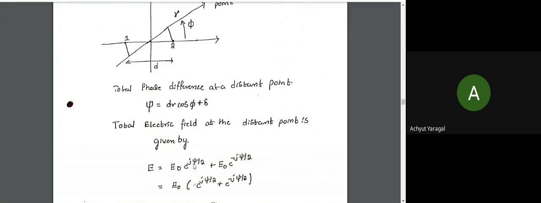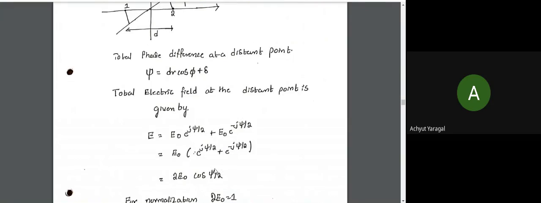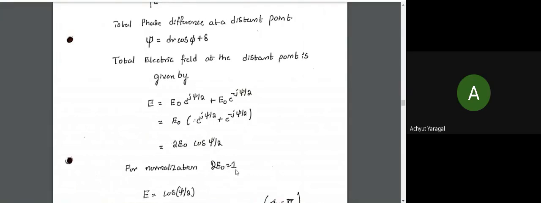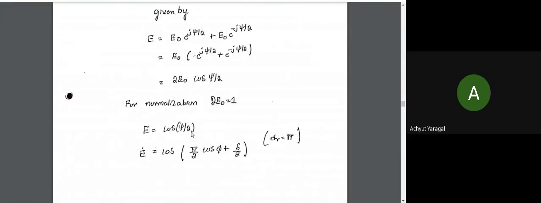So the total electric field is E equals E naught e raised to j psi by 2. Again the same thing will be there, with any phase difference, retarded or advanced. Again we get 2 E naught cos psi by 2. For the normalization process, if we consider 2 E naught equal to 1, then E equals cos psi by 2. So in this case we have the addition of delta by 2.